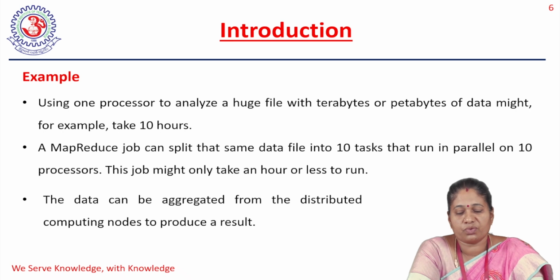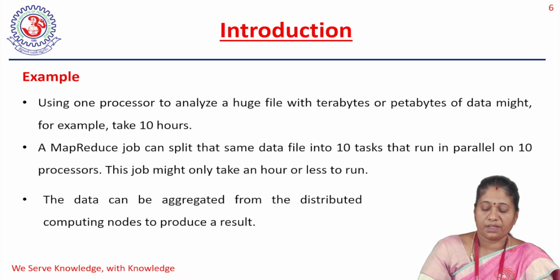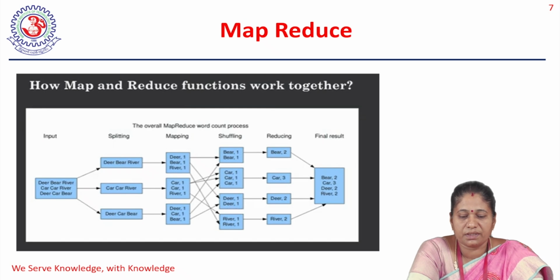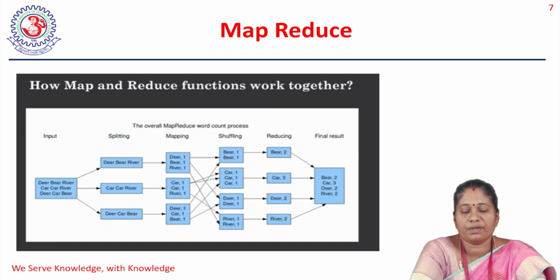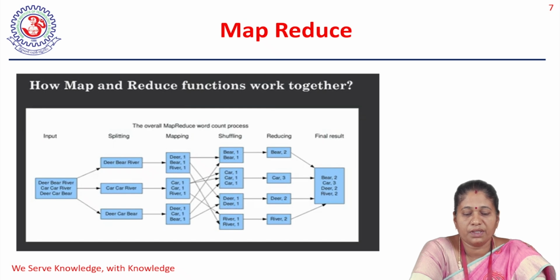Then the data is aggregated from your distributed model, and it will produce the result. Look at this example of how the MapReduce function works. The MapReduce function includes some key steps: splitting, mapping, shuffling, and reducing. At last we produce a result. These are the fundamental steps in the MapReduce concept.